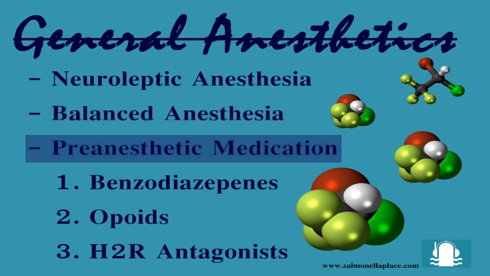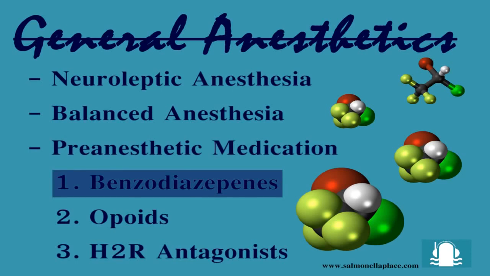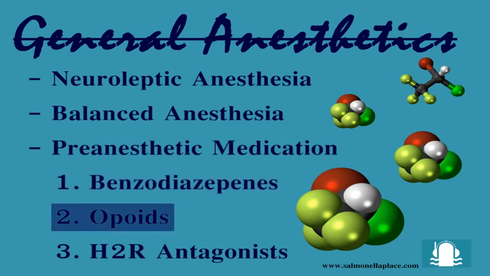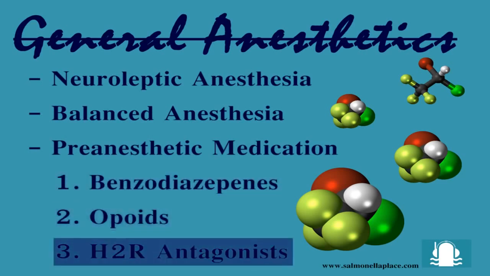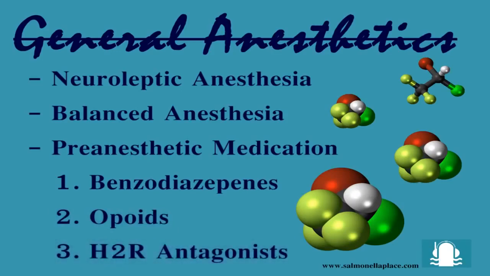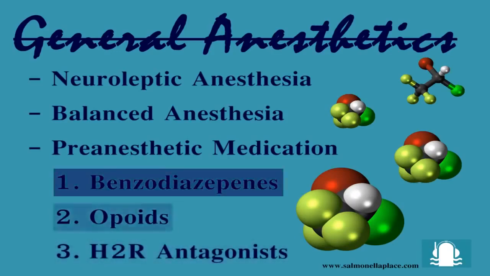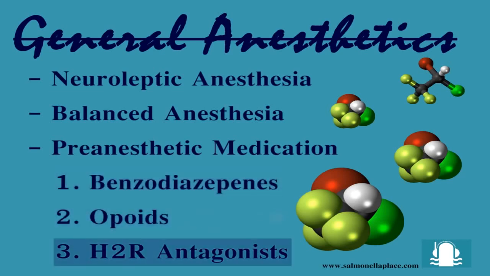Pre-anesthetic medication includes benzodiazepines, opioids, H2 receptor antagonists, and atropine. Benzodiazepines and opioids are used to relax the patient in a preoperative state. H2 receptor antagonists prevent gastric juice aspiration, and atropine decreases the parasympathetic effects.